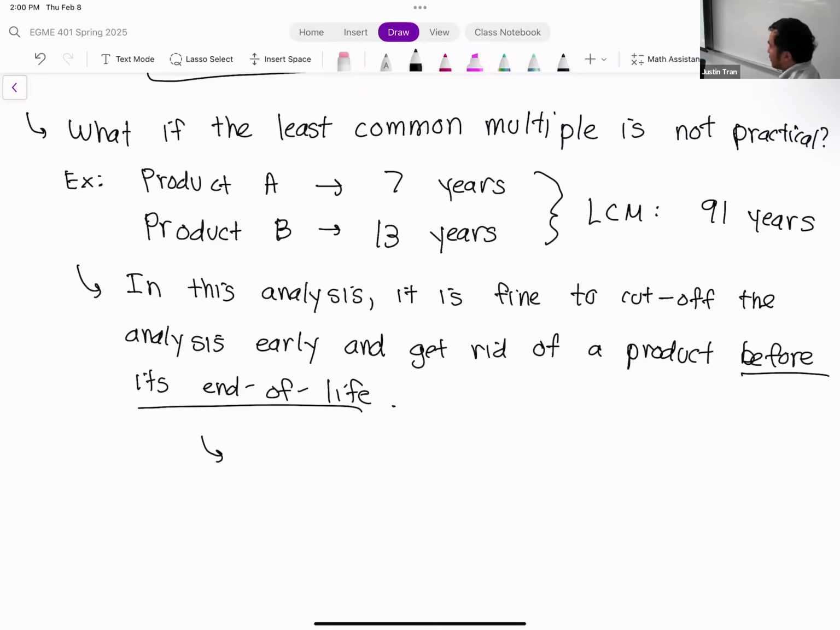Think of it like selling a car, right? And so, if you use a car for 5 years versus you use a car for 10 years, right? If you sell it after 5 years, you're going to be able to get more money back because you haven't used up the car all the way, right?